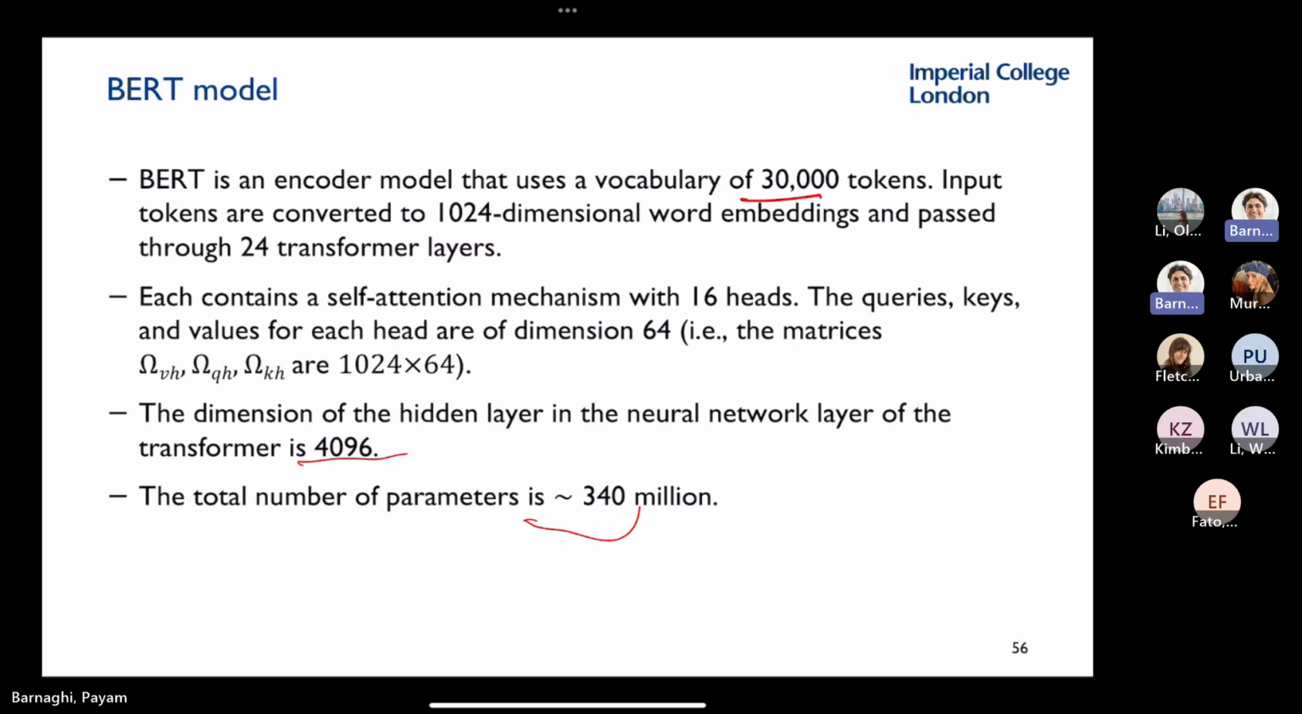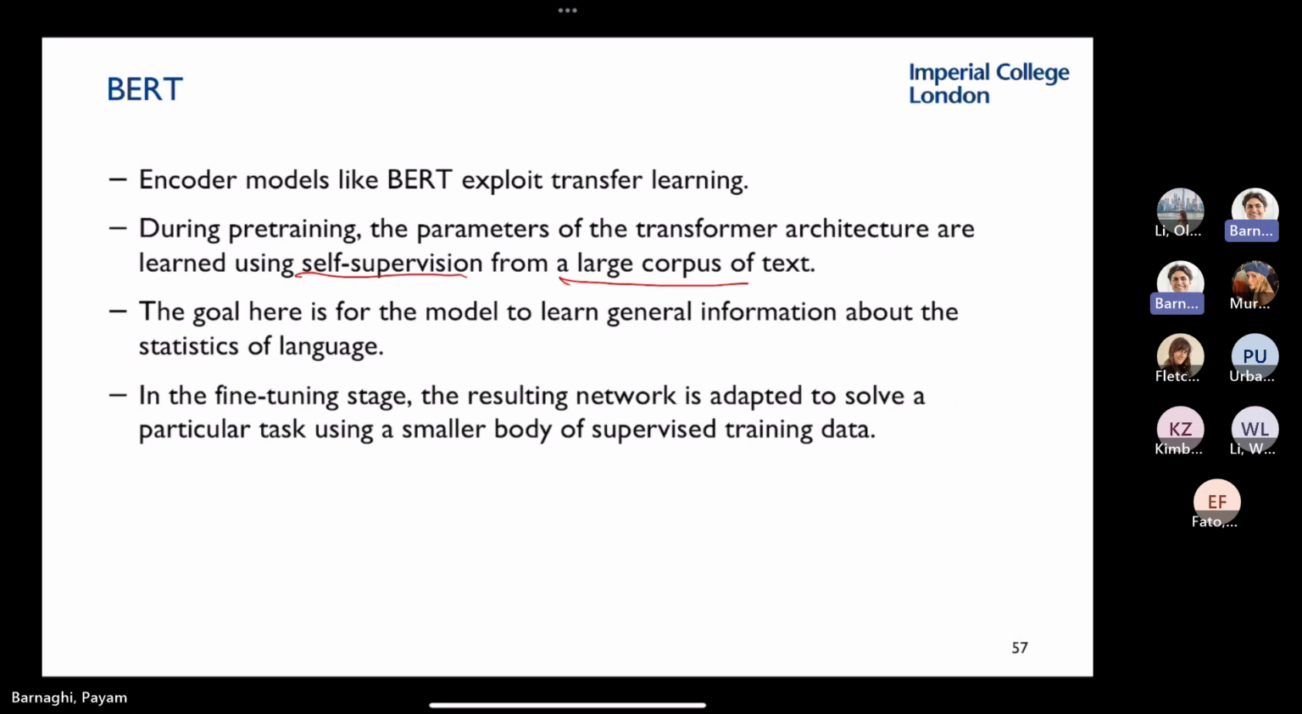Encoder explores transfer learning. Basically, during the pre-training for BERT, you do self-supervision from a large corpus of text. You use model-to-model generation, self-text generation. You give a sentence, and as I said, you mask one word in the sentence and ask the model to predict it. Basically, you could create your own supervised task from some unsupervised data you have available.